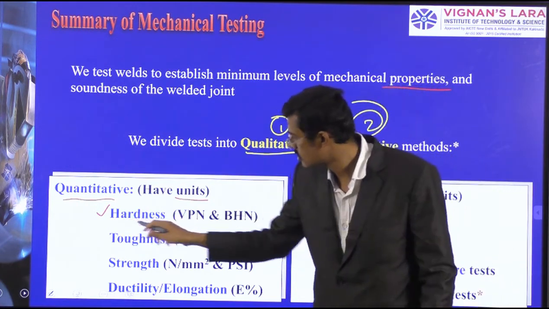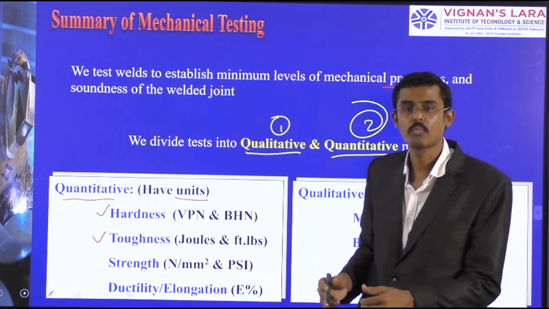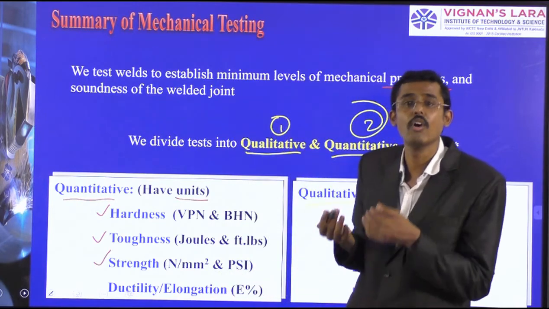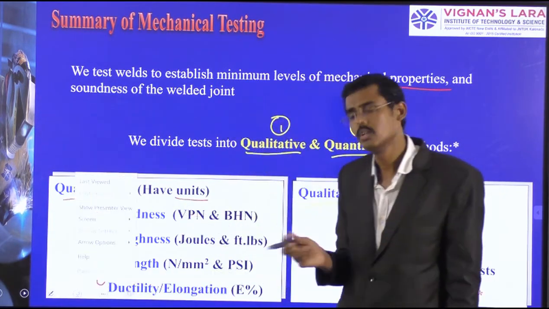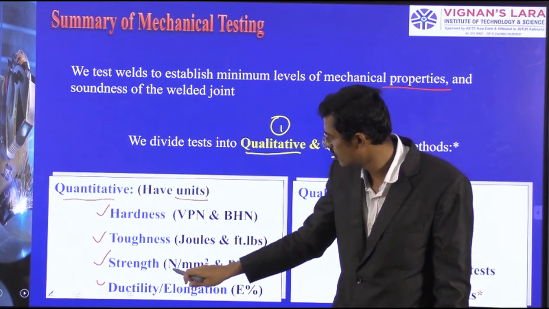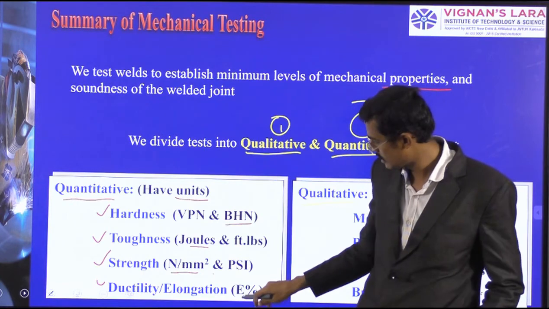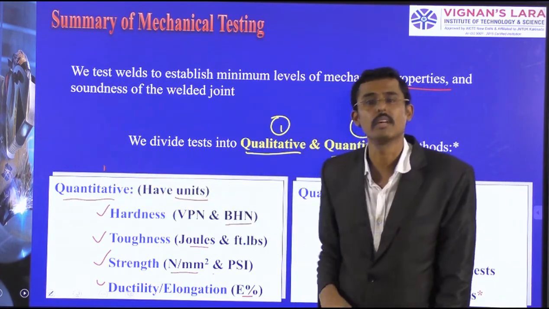Those we have seen, and later we have seen the toughness, impact toughness, Charpy and Izod tests, and then the strength factors, the tensile load, how we apply it. On the same test, the ductility also we can check. All of this has units: Newton per mm square, joules, Brinell hardness number, elongation in percentages. So we have units there. That is why it is named as quantitative methods.